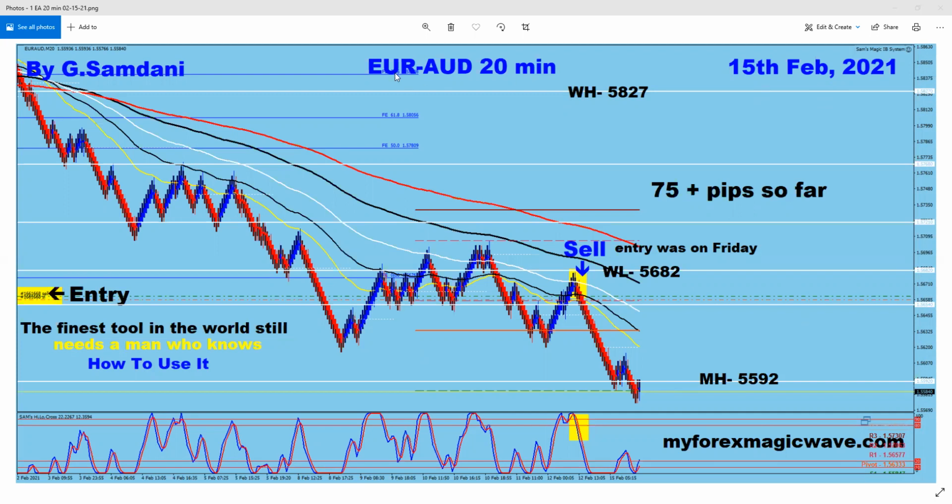So the 15th, this is Euro Aussie 20-minute chart, and you can see here the entry was last Friday, but nice and clean. It came down. It didn't move much on Friday, but later on Monday, actually, I closed this on the 15th. Several pairs I closed Monday, which the entry was on the previous Friday. Since they didn't move, but there was another reason: I wasn't available to close the trade for some.